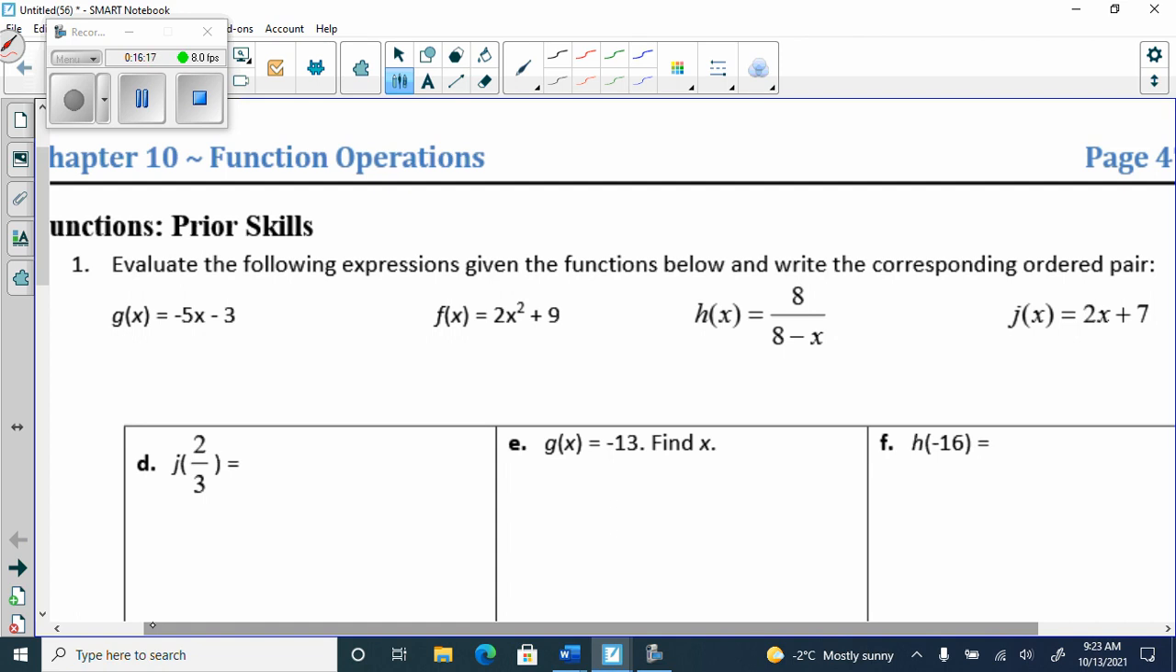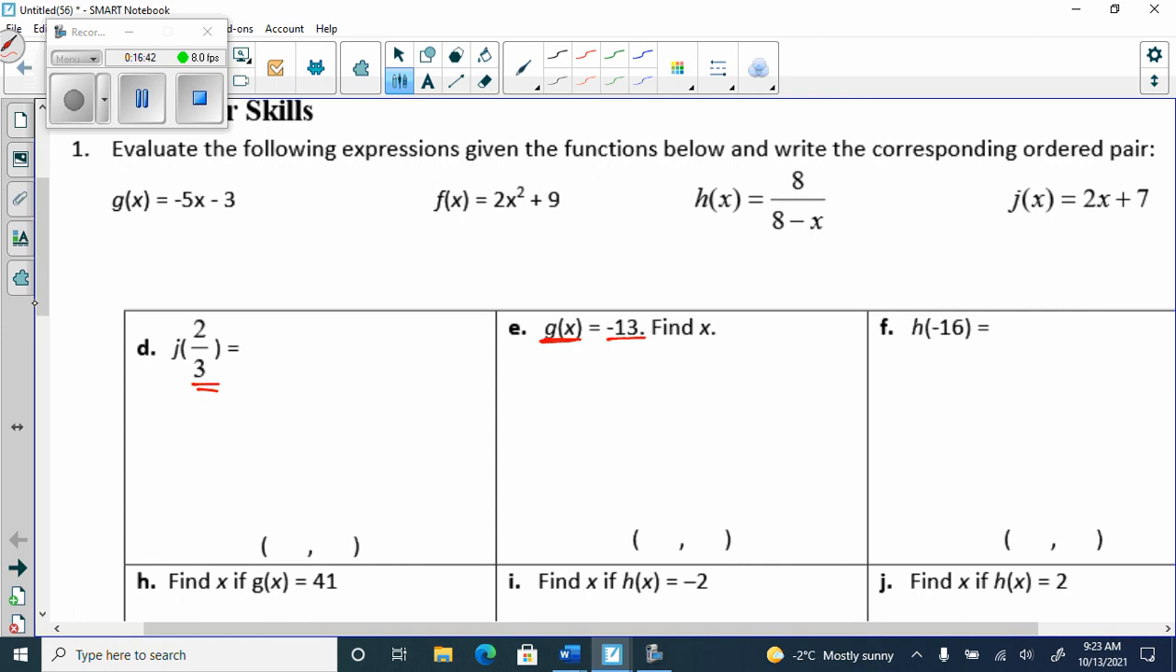Okay. So evaluate the following expression given the functions below and write the corresponding ordered pair. So we went over this already this year. If the number's in the bracket, what does it go in for? X. If it's g of x equals negative 13, what is g of x a fancy thing for? Y equals negative 13. Find x. That's all this is. So we're grade 10ing it right now. Because you know we like grade 10.